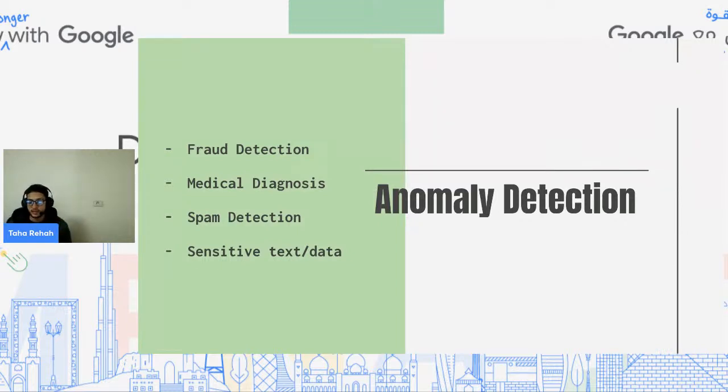What is an anomaly? An anomaly is something that is not normal in our daily life, and we need to detect that abnormality. For example, fraud detection is one of the sub-problems of anomaly detection. Fraud detection is the act of detecting fraud.